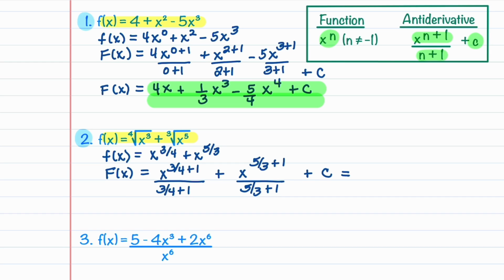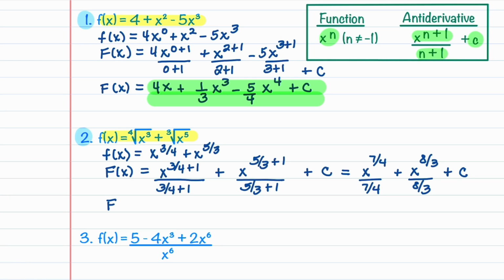Let's go ahead and simplify this. 3/4 plus 1 is 7/4, so this is x to the 7/4, all divided by 7/4. And then our next term is 5/3 plus 1, so that is 8/3. And then we divide by 8/3, and we have our plus c.